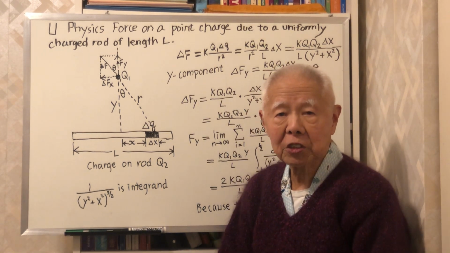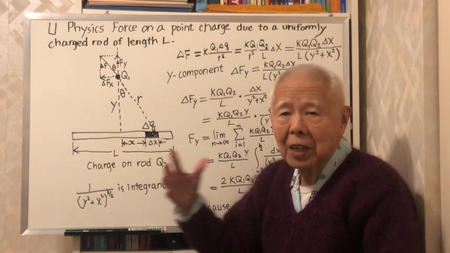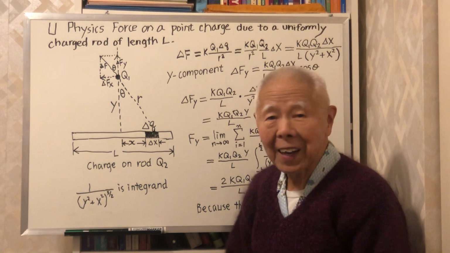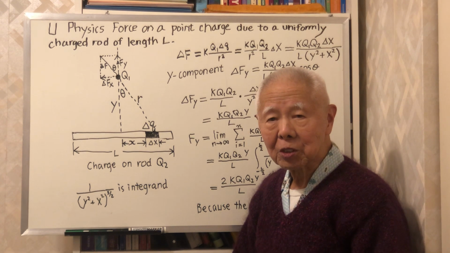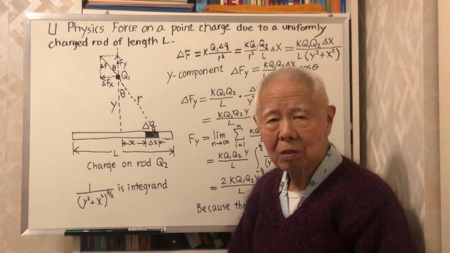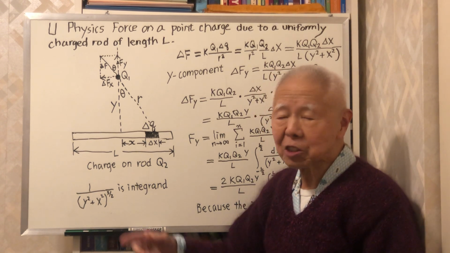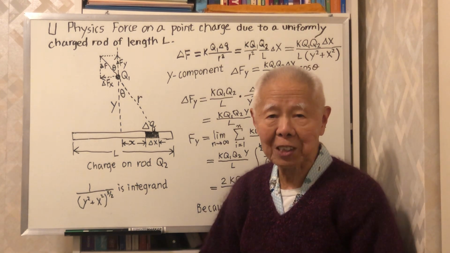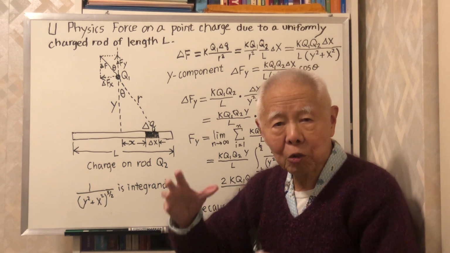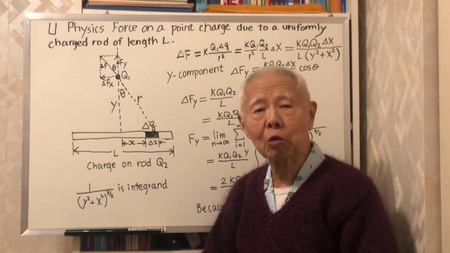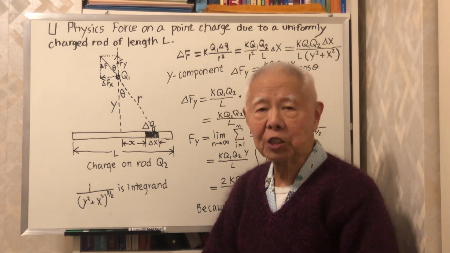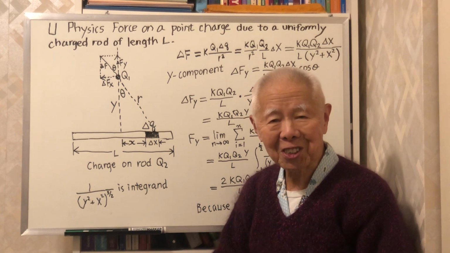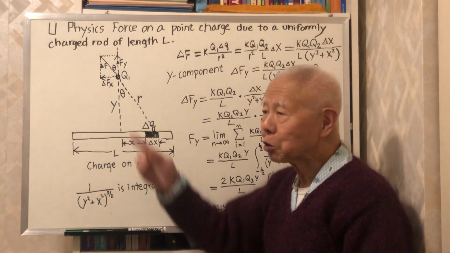But I don't want a small force, I want a total force. Due to the entire rod, what is the force? So can I add delta F? The answer is yes or no. You can add the vectors, because this is a vector. If you know how to add vectors, of course it's okay. But to add many quantities together, we use integration. Remember, integration is the sum of magnitudes, not vectors. So we cannot use integration to add vectors.